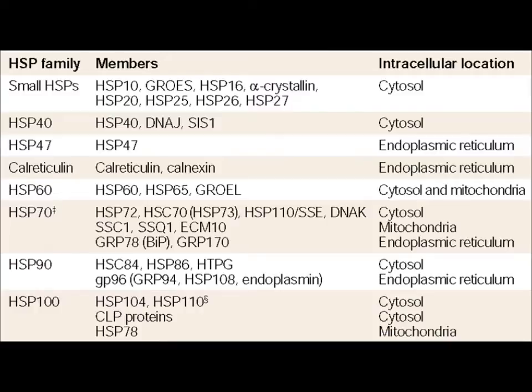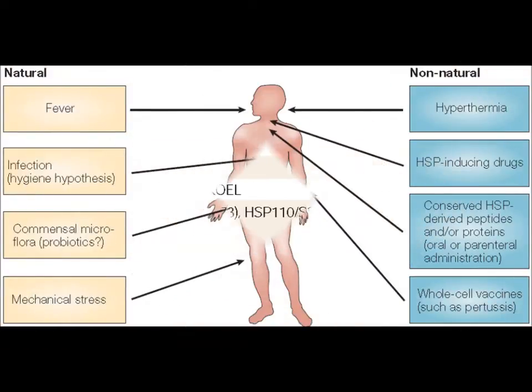In most of the families, there is more than one member. They are localized in different intracellular compartments, such as cytosol and mitochondria. Heat shock proteins are constitutively expressed in normal conditions, and they can also be induced by different natural or non-natural factors such as fever, infection, as well as vaccines.